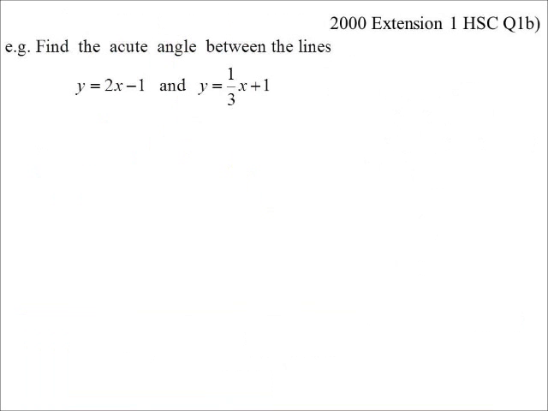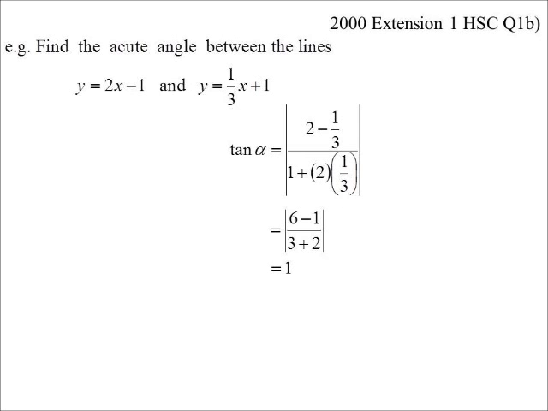Okay, let's have a look at a fairly old one now. What's that, 16 years ago? Find the acute angle between these two lines. So this is early on in the paper, question 1b. So let's find our slopes. Our slopes are 2 and 1/3. Bung it into the formula. 2 minus a third on 1 plus 2 times a third. 6 minus 1. Oh, that works out nice. That's just 1. One of our exact values. So the angle is 45 degrees.